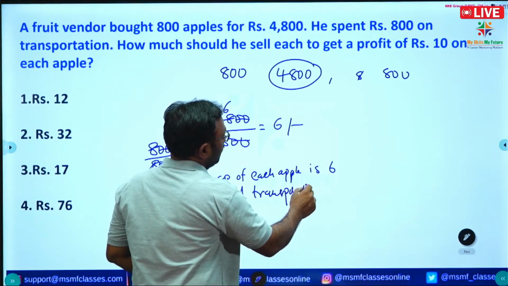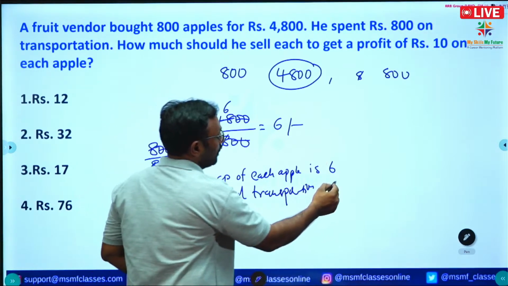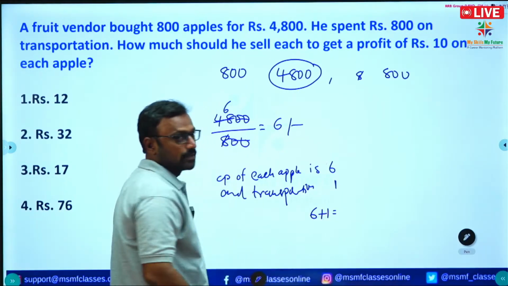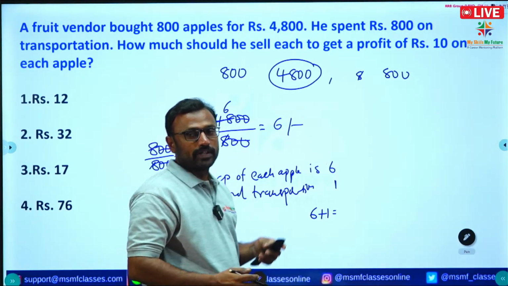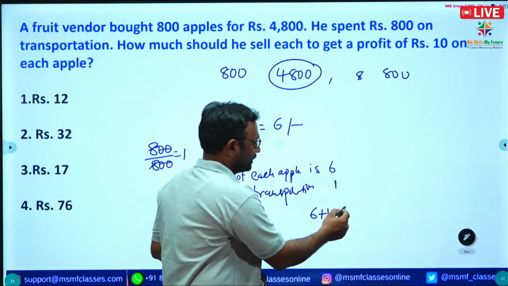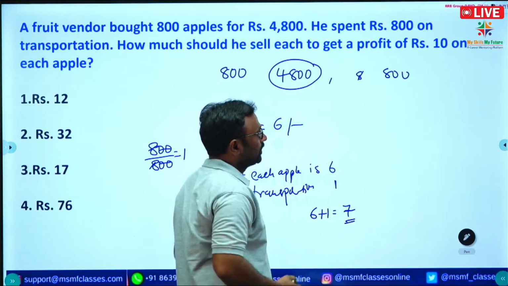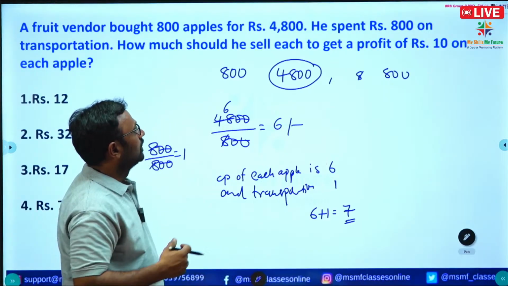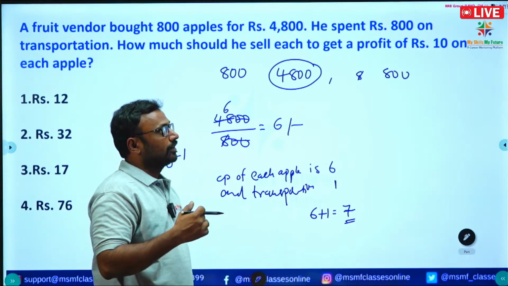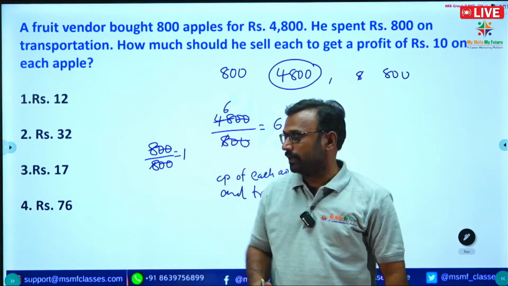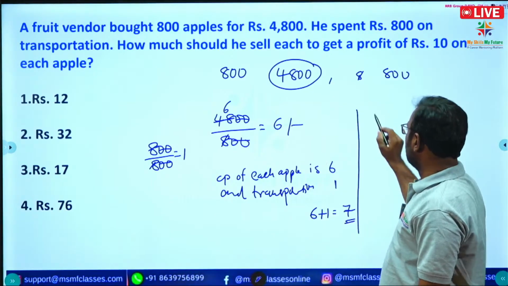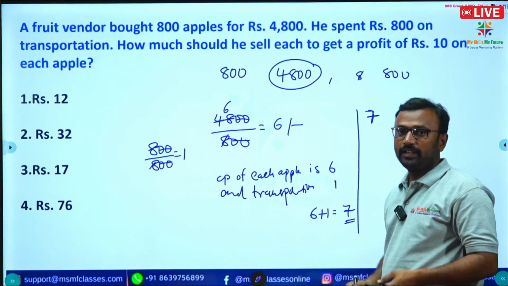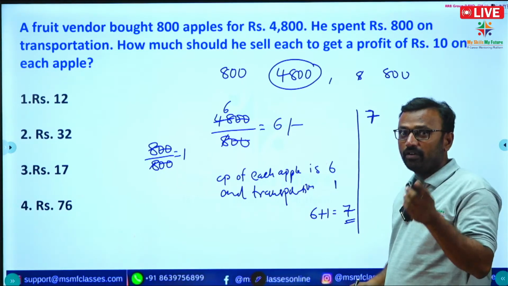Transportation for each apple is 1. Okay, so the cost price of each apple, including transportation, is 7. Okay, right. So what is our question? How much should he sell each apple for to get a profit of rupees 10 on each apple?